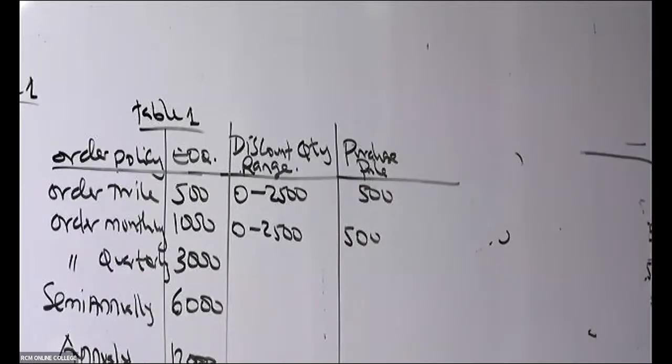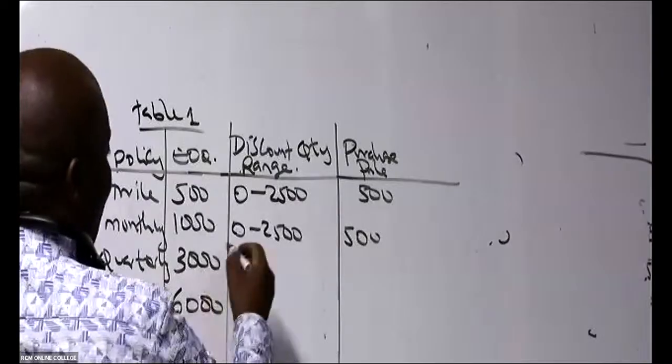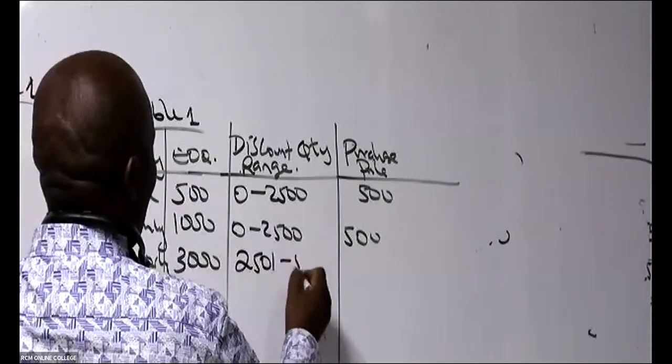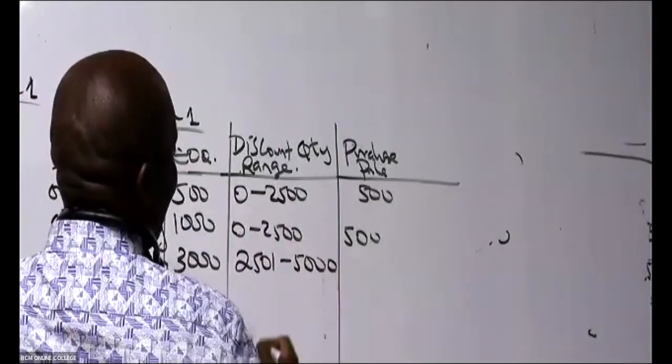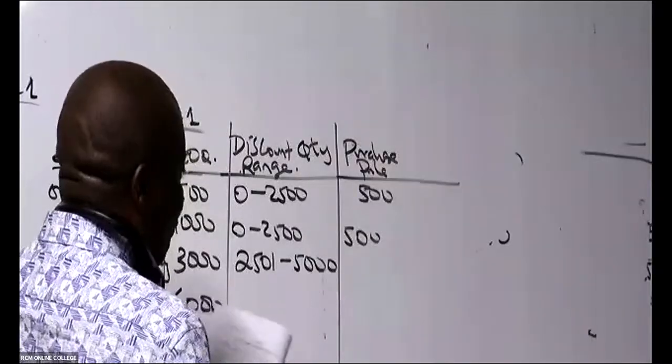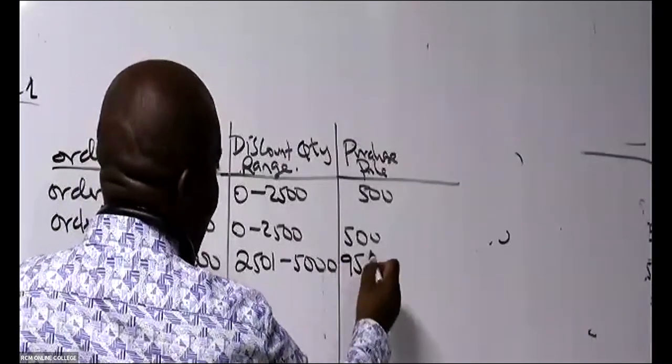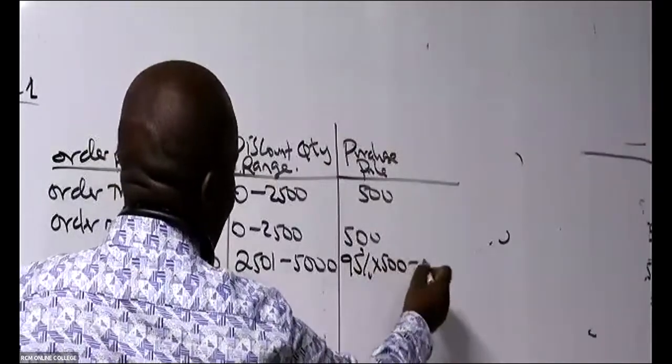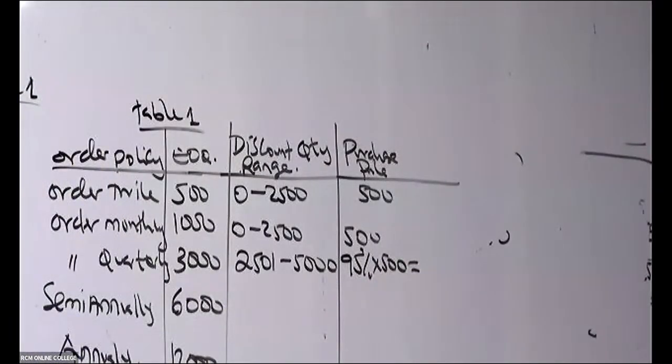So 3,000, they have told us a 5% discount is offered by the supplier of product X on the whole order where deliveries are 2,501 to 5,000. So in this case here, this is a 5% discount. So we are being given this at 95% of 500. So is there somebody who can give us this answer? Shayla already has an answer.